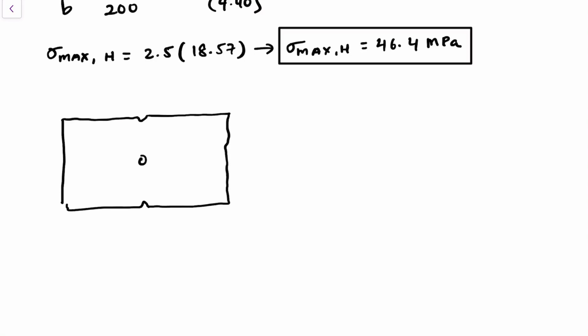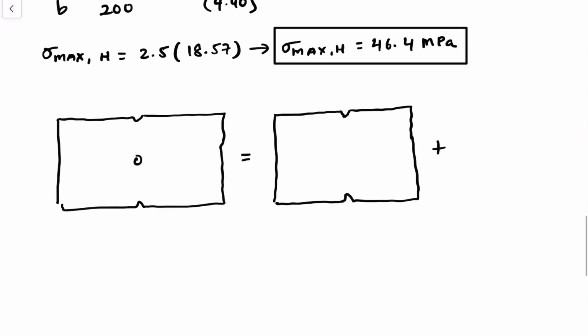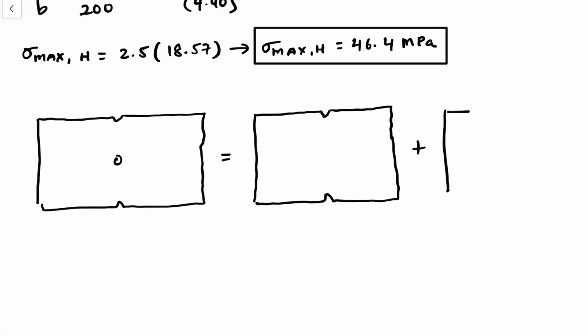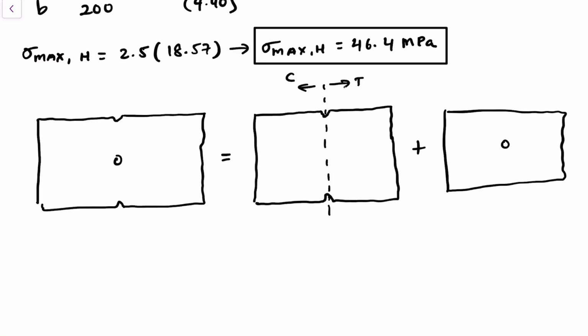So we have this beam right here with these features in it. So we can say that this is a combination of a beam with just a notch and a beam with just a hole, right? And if we were to look at the stress concentrations due to each of them, let's say, everything in here is in tension, everything here is in compression, and we have everything in tension.